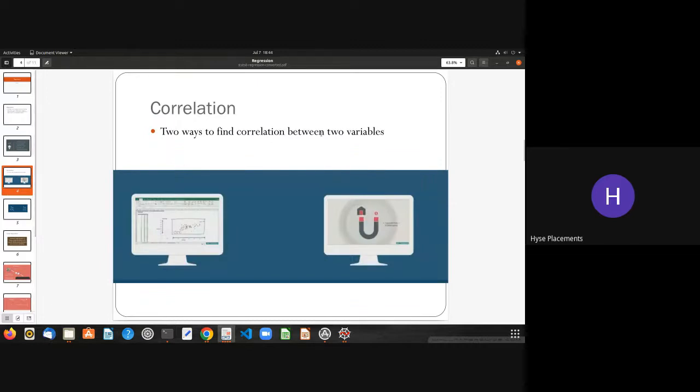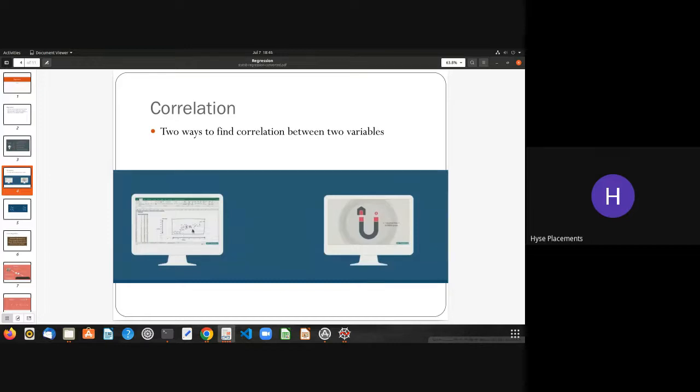Okay, two ways to find correlation between two variables. We have already seen how to find the correlation, because the scale of correlation lies between -1 to 1, as we have discussed earlier. So if you identify the correlation between x and y and you're getting positive one, then that means the two variables are in relation, that is positive correlation, right? That's positive correlation.